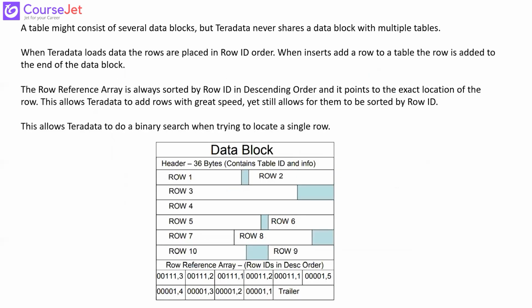And then when we insert data into a table, what will happen? The rows are placed in a row ID manner. If you see in the below example, the rows are sorted by the row ID.